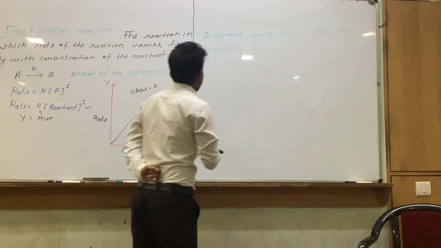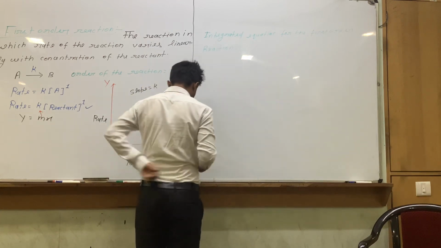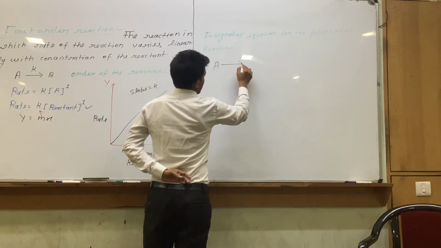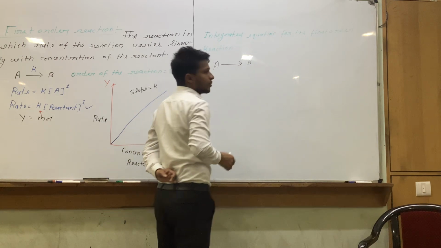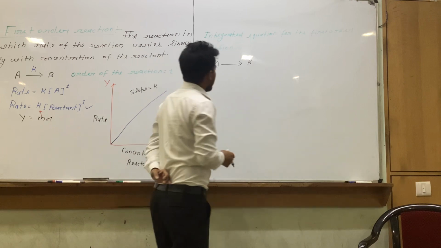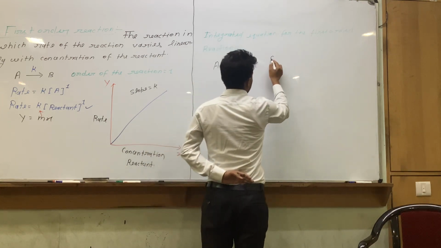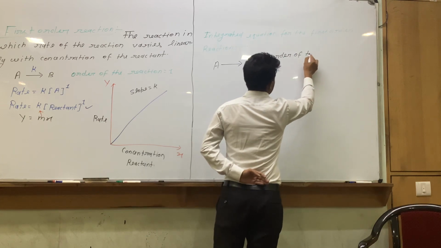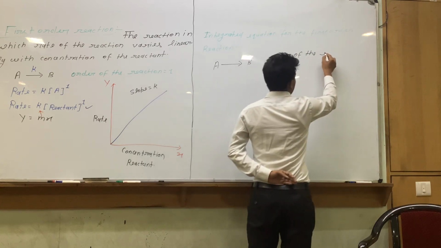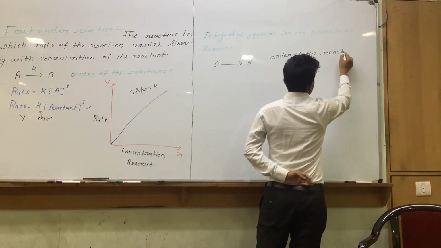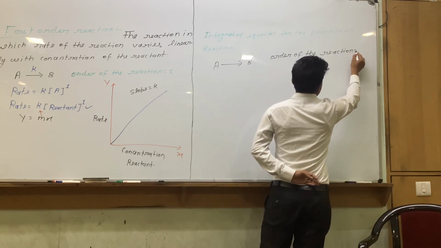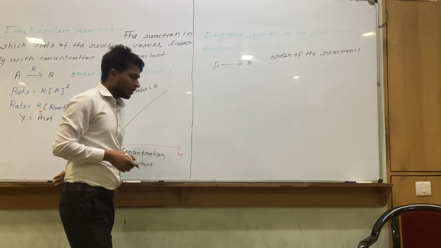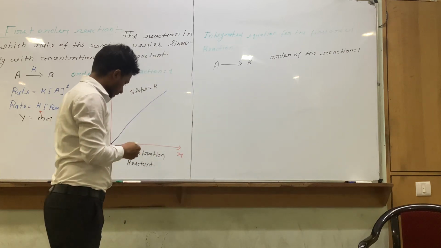Let's say I have a balanced chemical reaction like this, in which A gives B. If the order of the reaction is equal to 1, and rate constant of the reaction is equal to k.